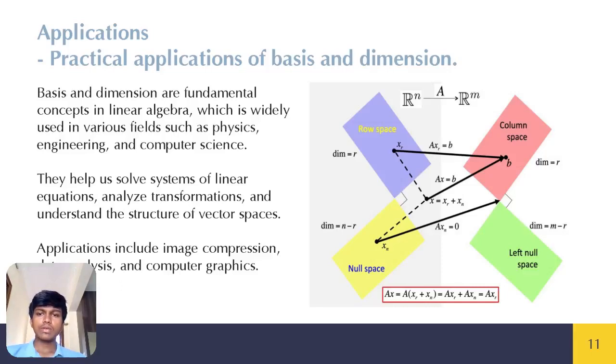In computer graphics, basis vectors are used to define coordinate systems and transformations. Representing objects as linear combinations of basis vectors helps in 3D models, animations, and special effects. In signal processing, basis functions like wavelet bases are used to analyze and process signals. They help to decompose complex signals into simpler components, making analysis and compression more efficient.